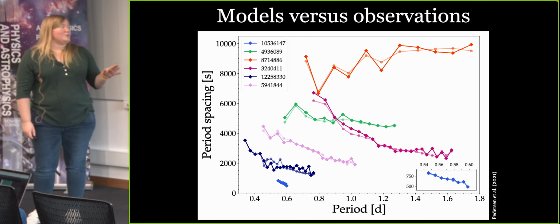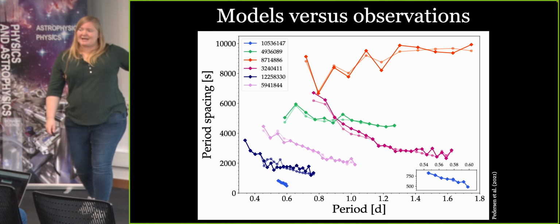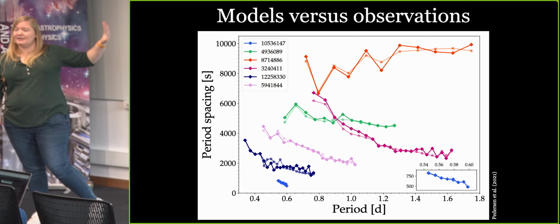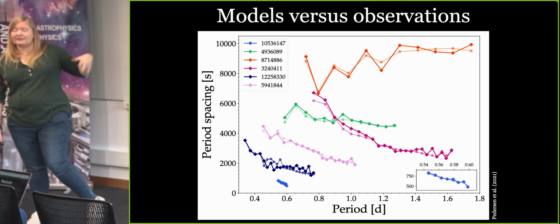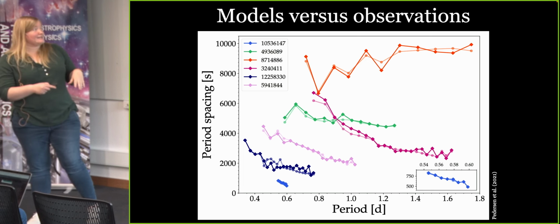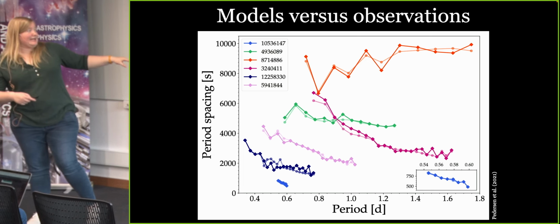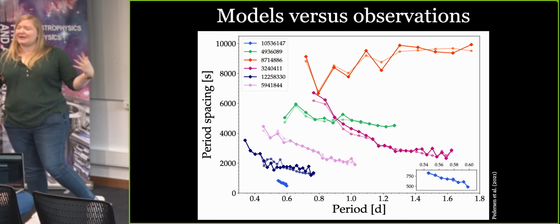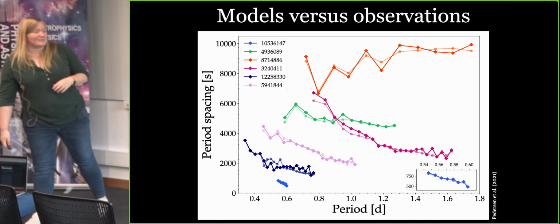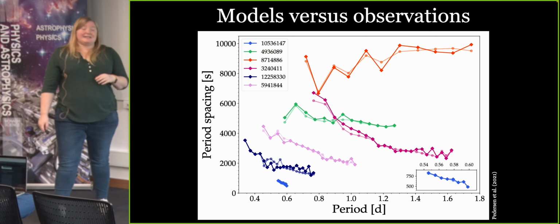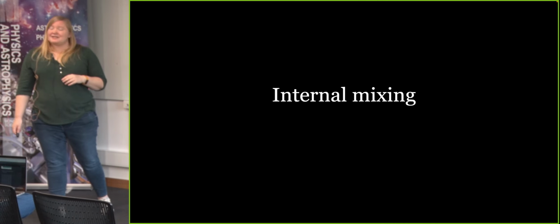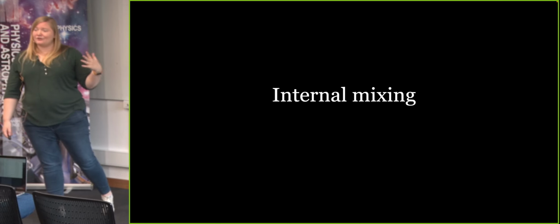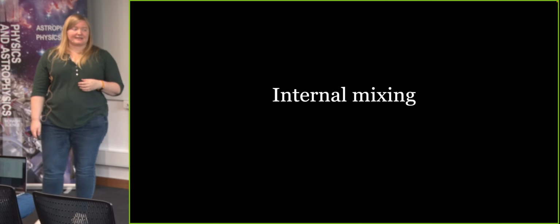So these are examples of observed period spacing patterns compared to the best matching theoretical ones that we calculated, where the full lines are the observed patterns and the more shaded or fainter lines are the actual theoretical patterns that were derived. And now I wanted to get into a bit about what we learned about the internal mixing properties of the stars by doing this kind of modeling of the period spacing patterns.